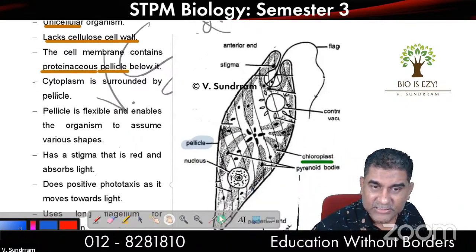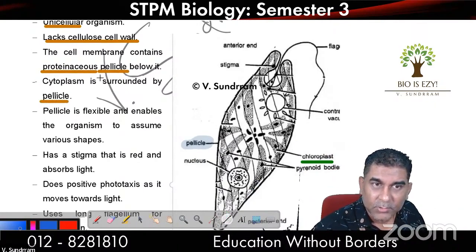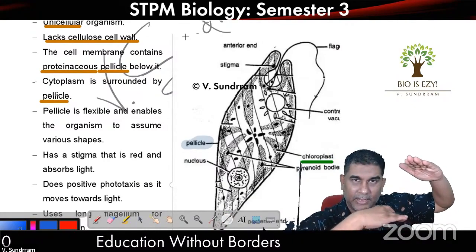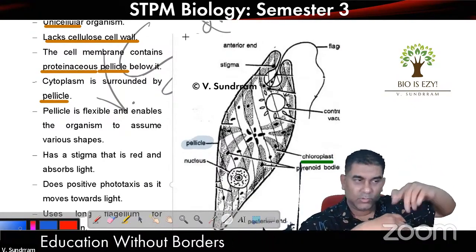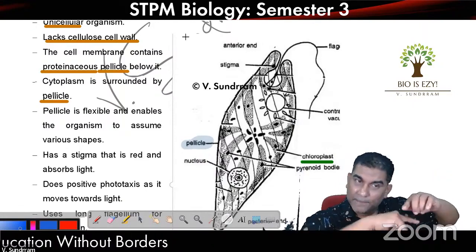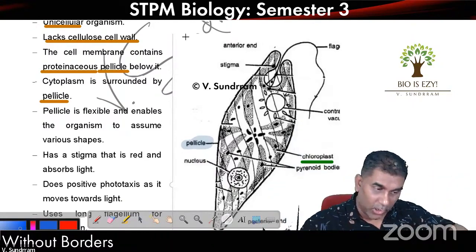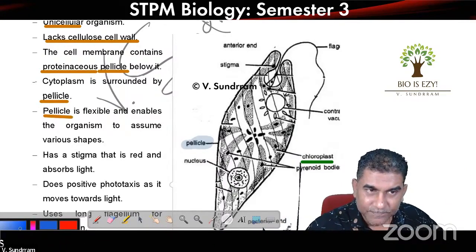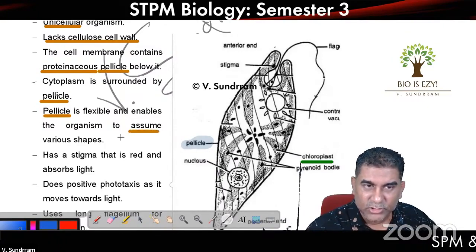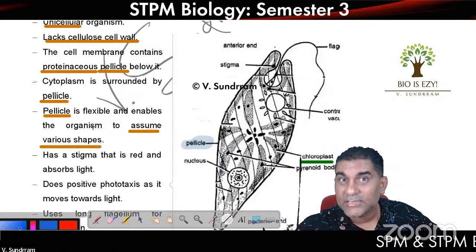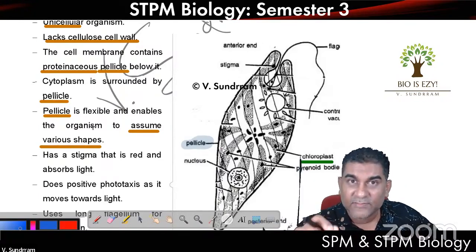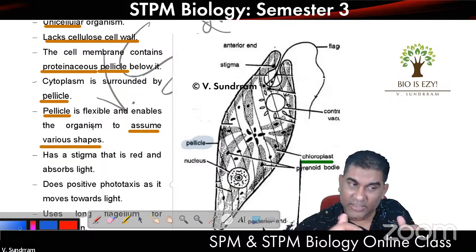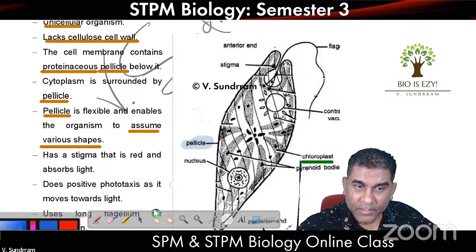The cytoplasm is surrounded by the pellicle. As the name suggests, it's under the plasma membrane and before the cytoplasm. So it surrounds the cytoplasm, but the pellicle is surrounded by the plasma membrane. Outside of the pellicle is the plasma membrane. This pellicle enables the organism to assume various shapes. They can maintain the shape. They cannot do that if they only have a plasma membrane. So to make sure they can maintain the shape, they have an extra structure we call the pellicle.